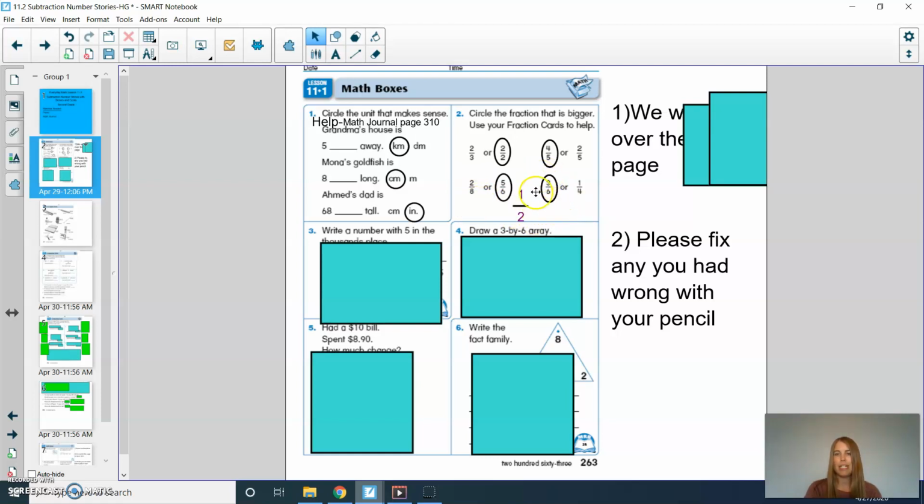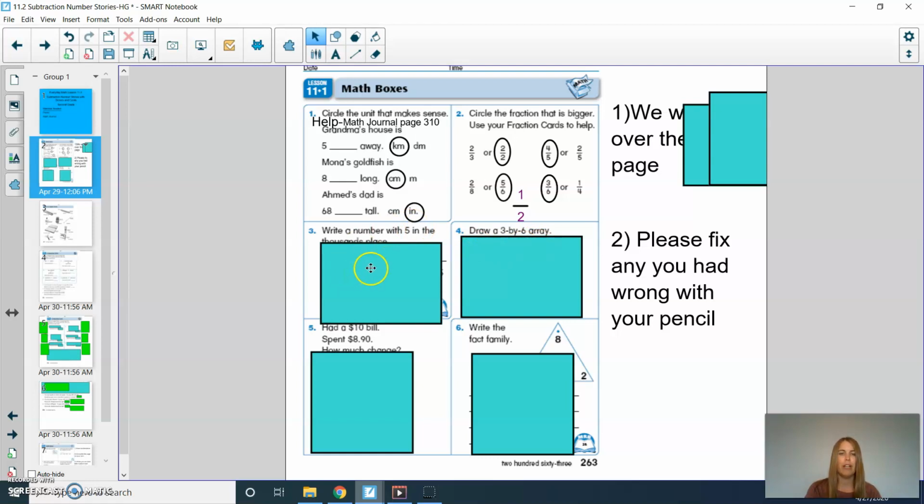If I have 3/6, 3/6 is actually equal to a half, where 1/4 is smaller than a half. I would need to have 2/4 in order for it to be equal to a half. So these are the 4 fractions that were the greater fraction.